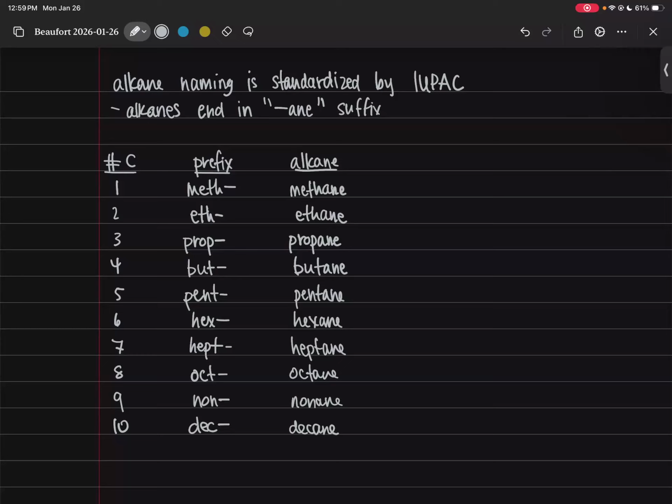If you need a mnemonic for the first four, there you go. I'm never going to be able to forget that one. So, okay.